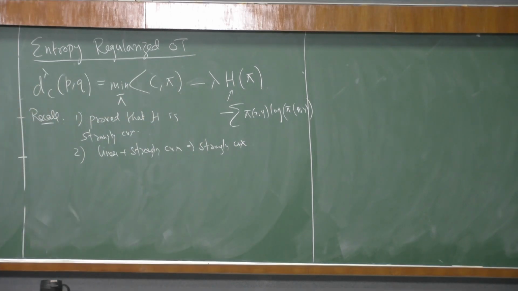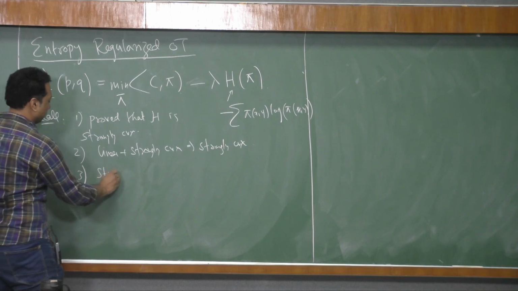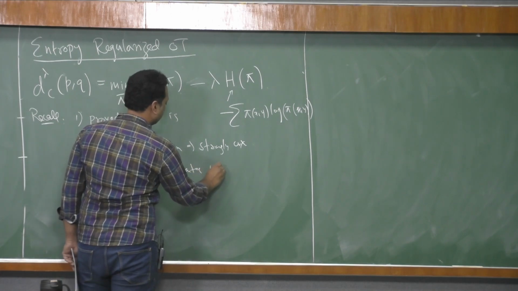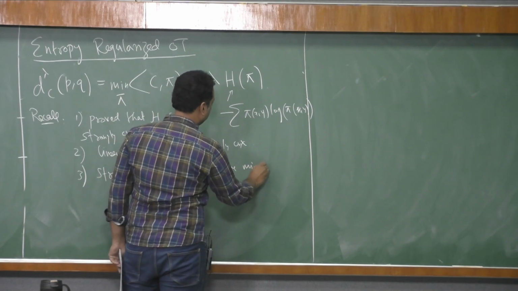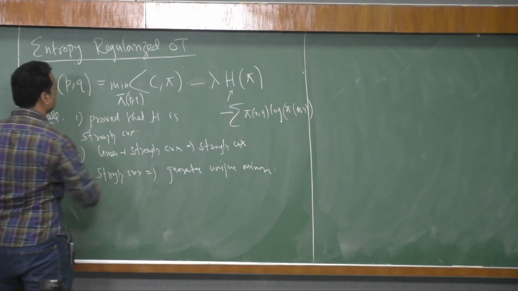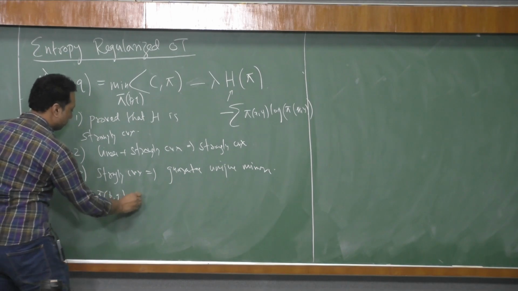Subsequently we have shown, following from the basic foundations, the existence and uniqueness of the solution of this. This being strongly convex, there is a guarantee of a unique minimizer. And the existence of the minimizer is given by the fact that the set of pi, with the further restriction that the marginals are p and q, is a compact set.